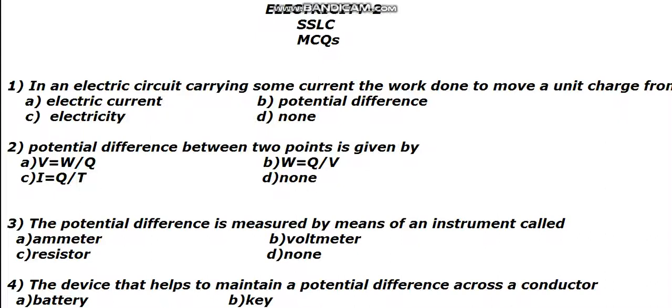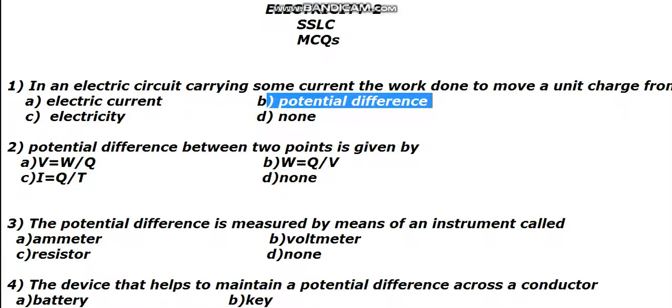Now the first one is: in an electric circuit carrying some current, the work done to move a unit charge from one point to the other is known as what? The options are the potential difference, the electric current, electricity, or none of these. The correct answer is the potential difference.